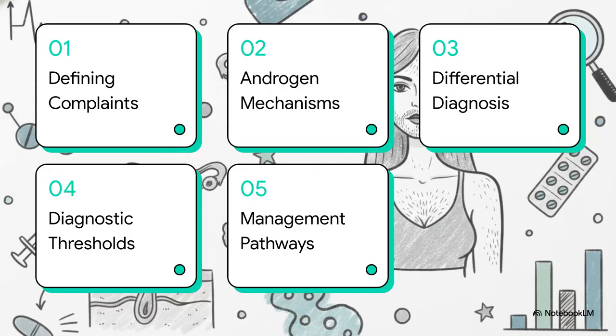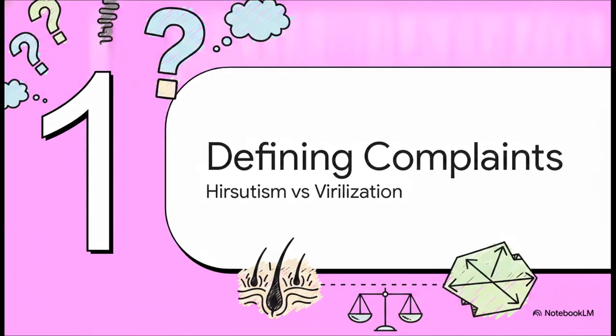Here's our roadmap for the workup. We'll hit defining the chief complaint, look at mechanisms of androgen action, formulate the differential diagnosis, dive into high-yield diagnostic thresholds, and finish up with evidence-based management pathways. All right, kicking things off with Section 1, defining the chief complaint.